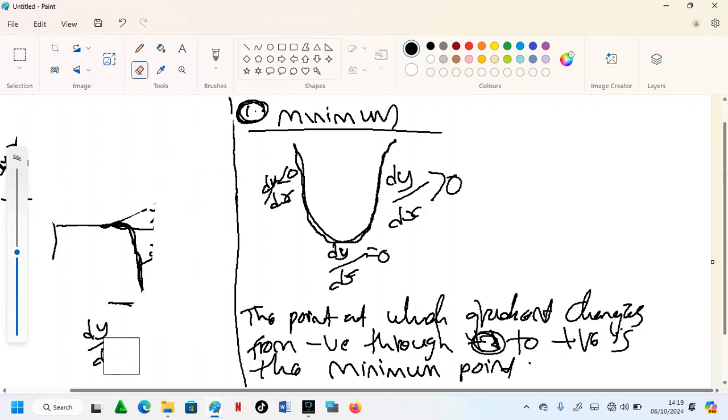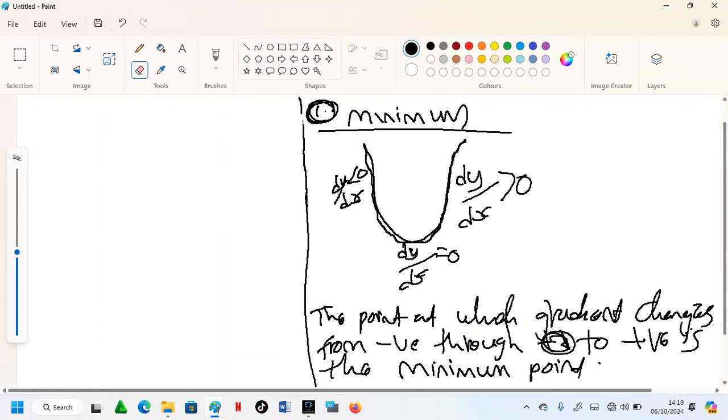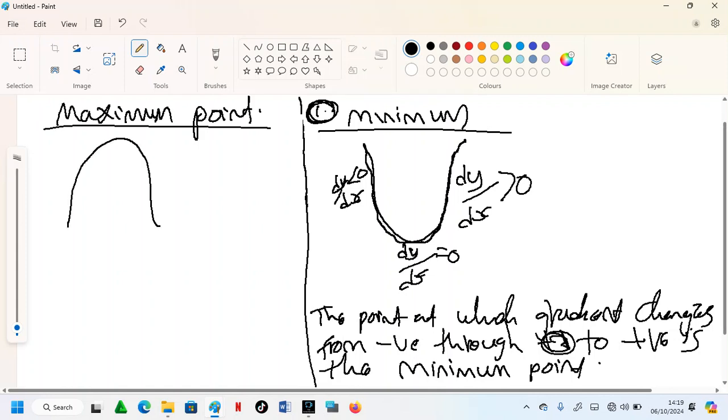I'm going to the maximum point, and I'm going to say the maximum is pretty much the opposite of a minimum point, which looks like this. When the gradient changes from a positive, that is greater than 0, through 0 at the turning point. At the turning point dy dx is 0. The gradient is 0 to a negative where dy dx is less than 0. This is a maximum. It's a maximum point.